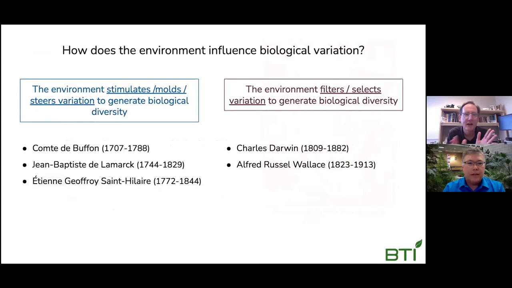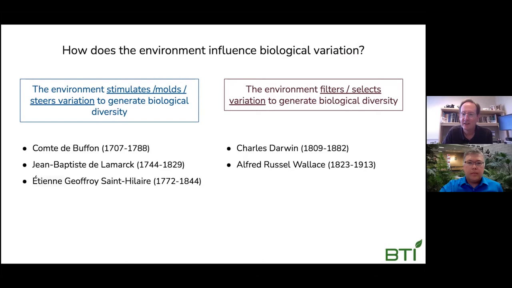So I put the French scientists here in the blue box, and I want to go to the alternate idea that I think we're all familiar with, in the mid 19th century, Wallace and Darwin's theory of evolution happening through selection. So here the idea is that what the environment is really doing is not generating variation down particular paths.